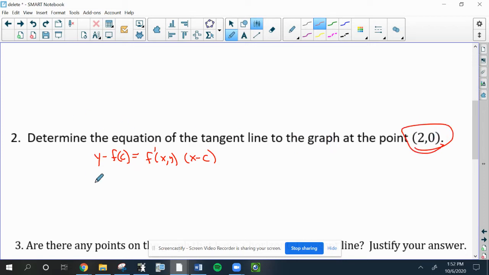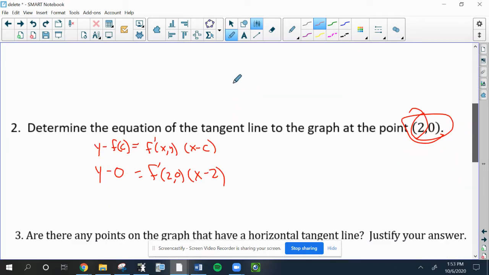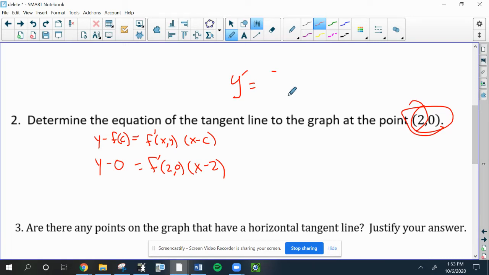So let's fill everything in. y minus f of 2, which is 0, is always y minus y1, equals f prime at 2 comma 0 times x minus x1 or x minus c, which is 2. So let's remember our derivative was y prime equals negative 1 over secant squared y minus 4.